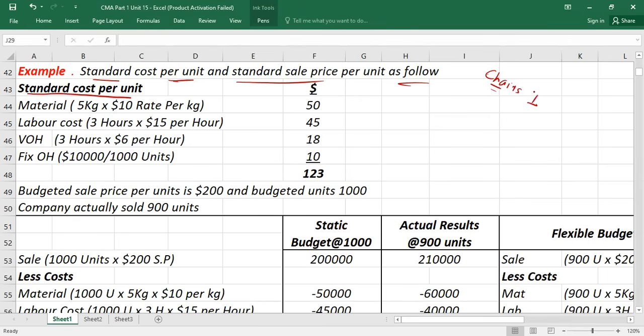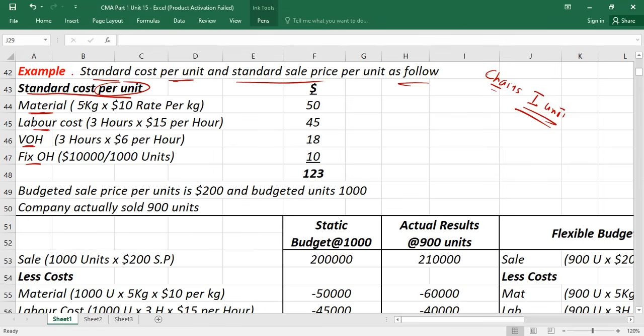For each unit of the chair, for one unit of the chair, what is the cost? It will be available in the question, don't you worry. As it is given here, similarly it will be available. For example, for each chair per unit, we have a material cost, a labor cost, a variable overhead cost, and a fixed overhead cost.